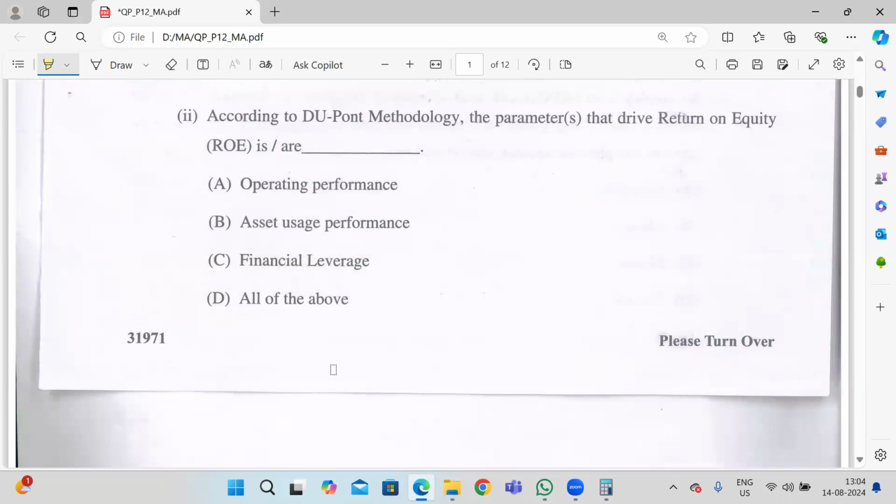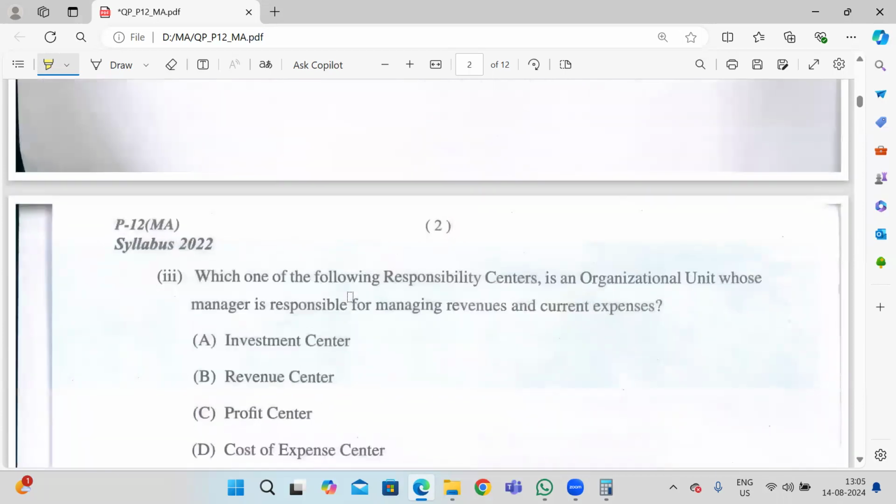Then, according to DuPont methodology, the parameters that drive return on equity are operating performance, asset usage performance, and financial leverage. Everything will come under that. So option D will be the right answer.